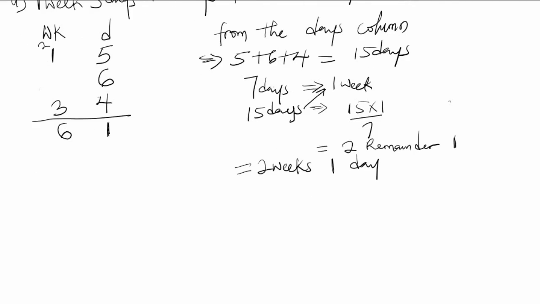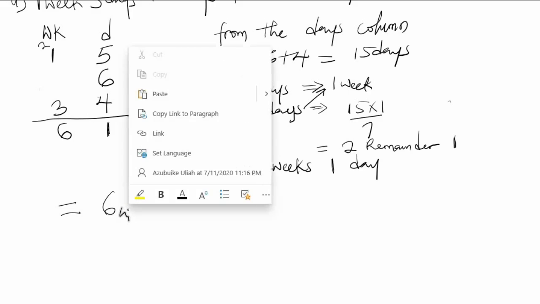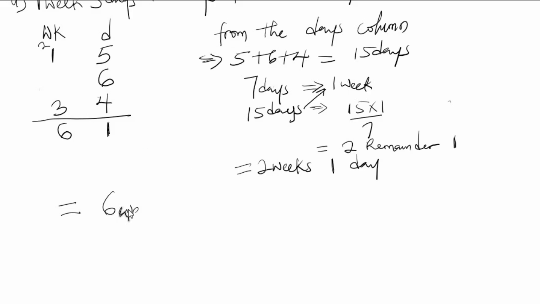So from our calculation, the total of 1 week, 5 days, 6 days, and 3 weeks, 4 days is 6 weeks, 1 day. That is the total in weeks and in days. In weeks and in days, don't forget.